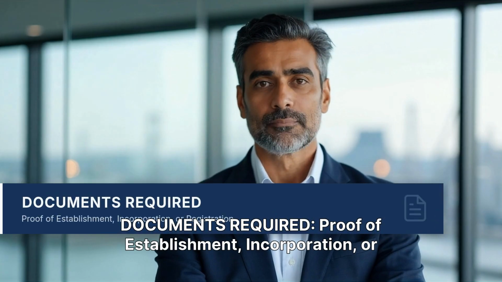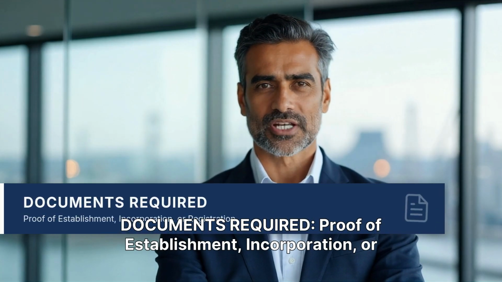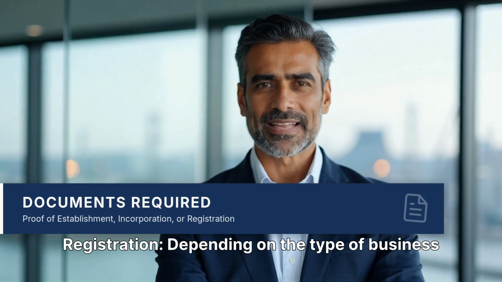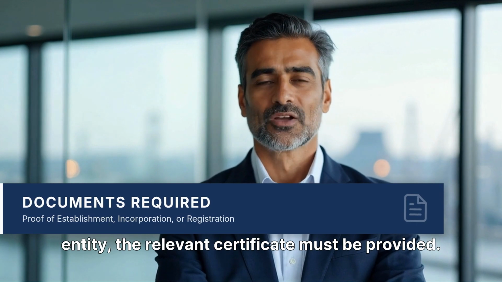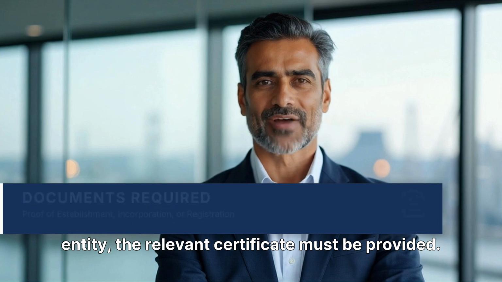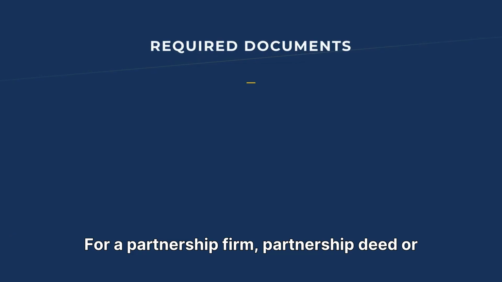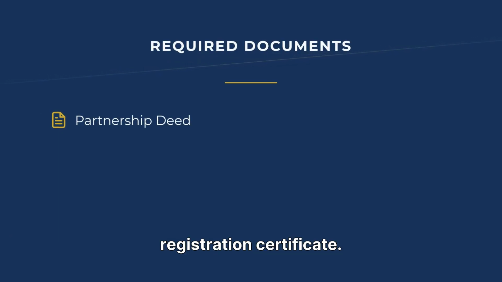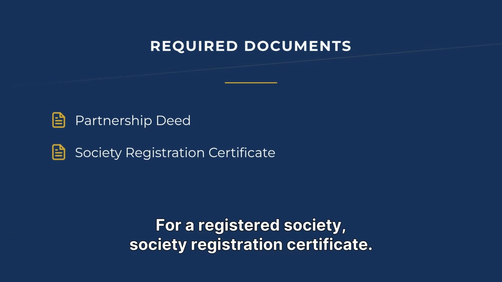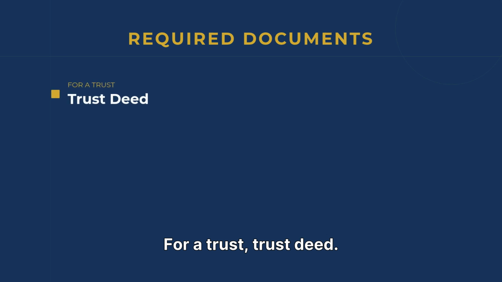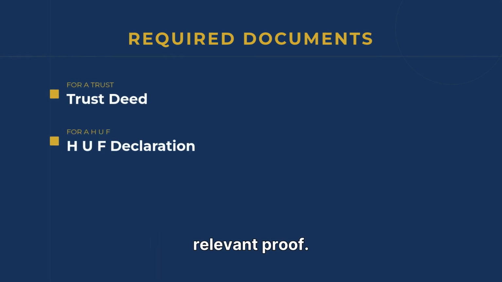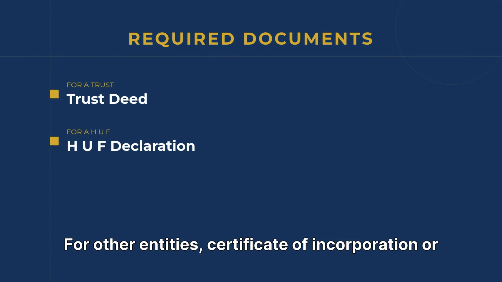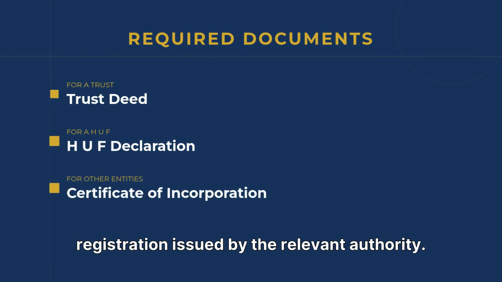Documents required: proof of establishment, incorporation, or registration. Depending on the type of business entity, the relevant certificate must be provided. For a partnership firm, partnership deed or registration certificate. For a registered society, society registration certificate. For a trust, trust deed. For a HUF, declaration or relevant proof. For other entities, certificate of incorporation or registration issued by the relevant authority.